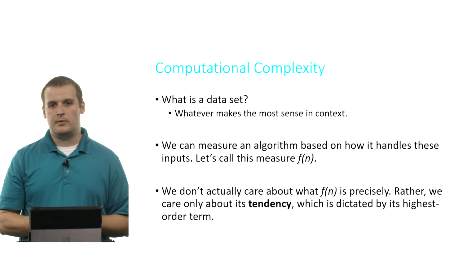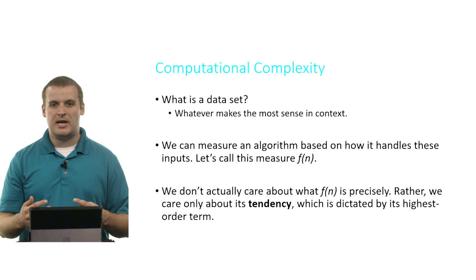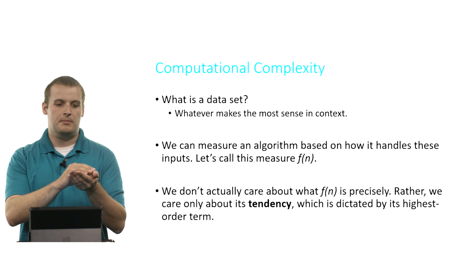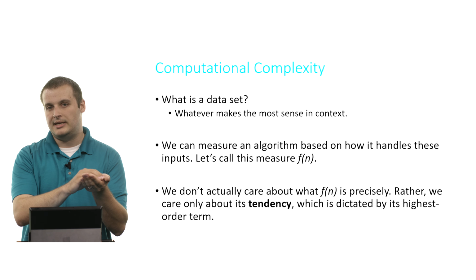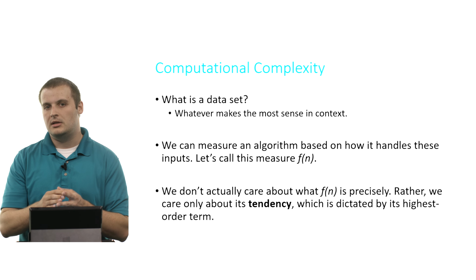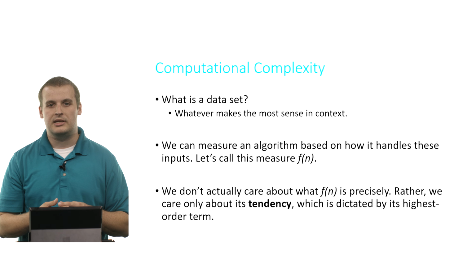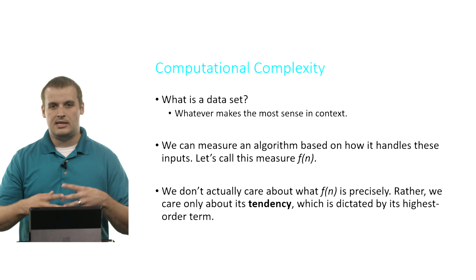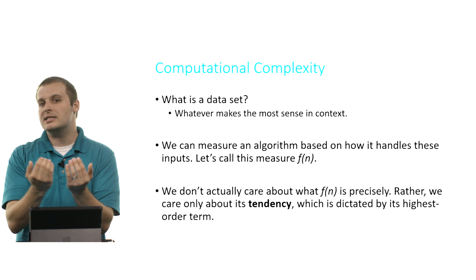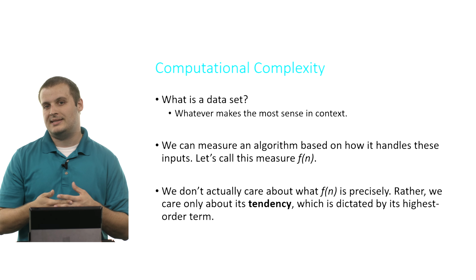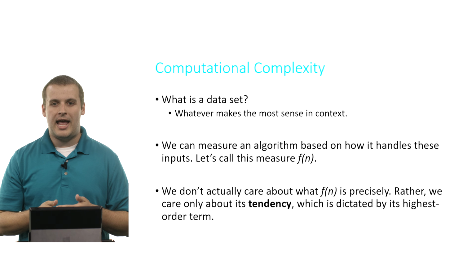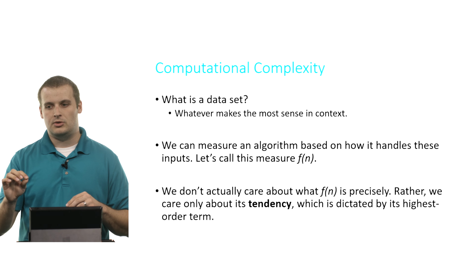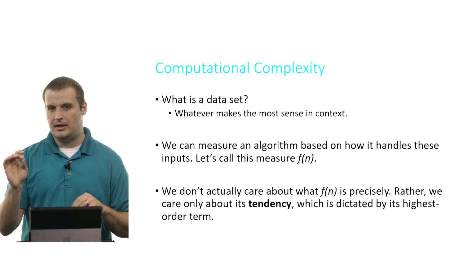Now, we can measure an algorithm. In particular, when I say we can measure an algorithm, I mean we can measure how many resources it takes up, whether those resources are how many bytes or megabytes of RAM it uses, or how much time it takes to run. And we can call this measure, arbitrarily, f of n, where n is the number of elements in the data set, and f of n is how many units of resources it requires to process that data. Now, we actually don't care about what f of n is exactly, and in fact, we very rarely will, certainly will never in this class, dive into any really deep analysis of what f of n is.